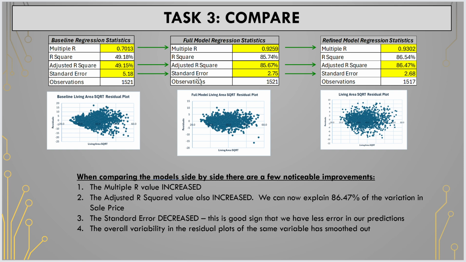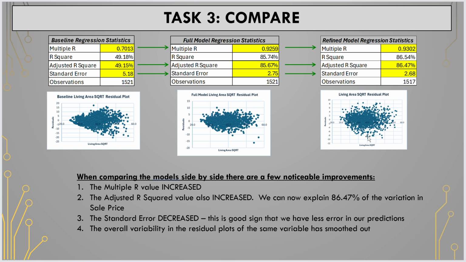Okay, and then comparing the standard error, well, we want to see increases in multiple R and increases in adjusted R squared. We want to see decreases in our standard error values. So we can see from model to model a significant decrease from baseline to full model just by adding those 3 additional predictors, and even a further decrease after we remove those 4 observations.